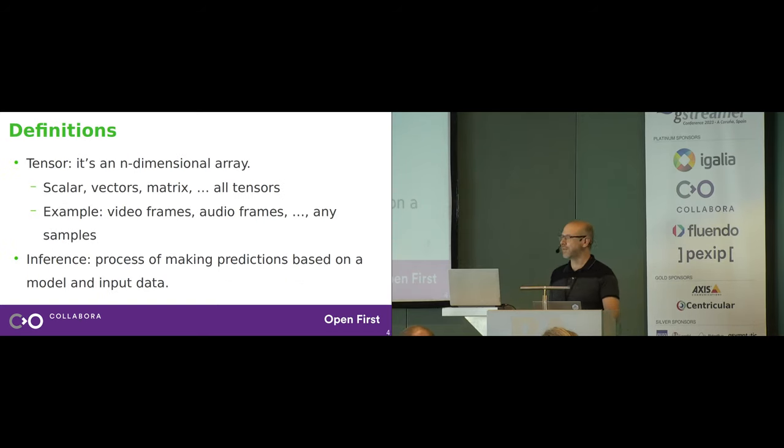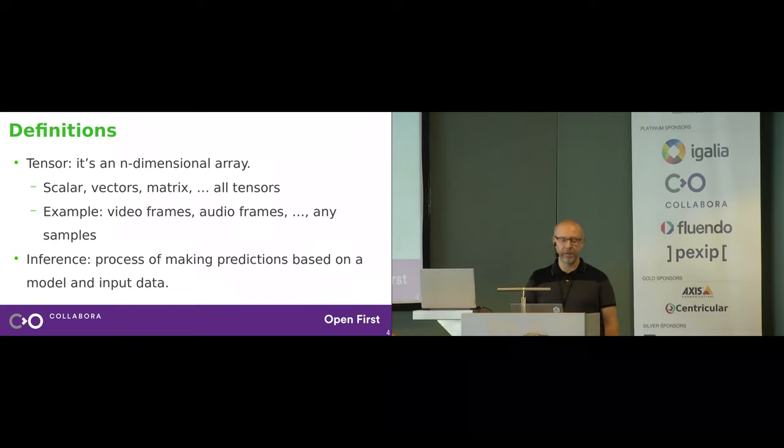So just a couple of definitions. Probably most of you already know. A tensor is just an n-dimensional array, a blob of data. Basically, we have tensors all over the place in GStreamer. A frame is definitely a tensor, if you think about the way it's formatted. And the inference process is just having a prediction made based on input data and also on a model. This is just so that we all understand each other when we go through this presentation.